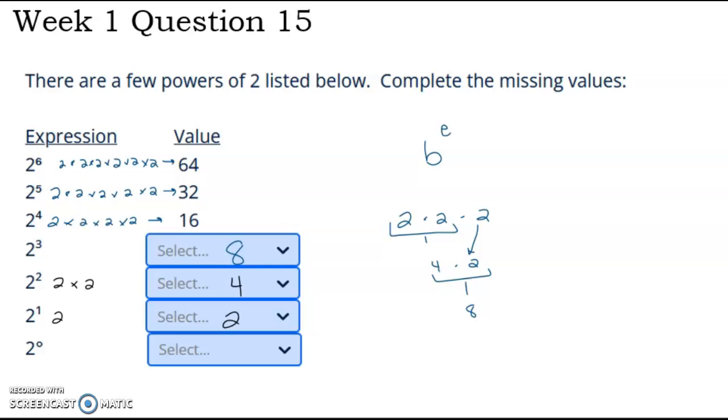Anything raised to the 0 power is 1. It could be 1 gajillion, I don't even know. Raised to the 0 power, that's the number 1. Doesn't matter. Anything raised to the 0 power is 1. Again, if you don't have that memorized, it's okay.